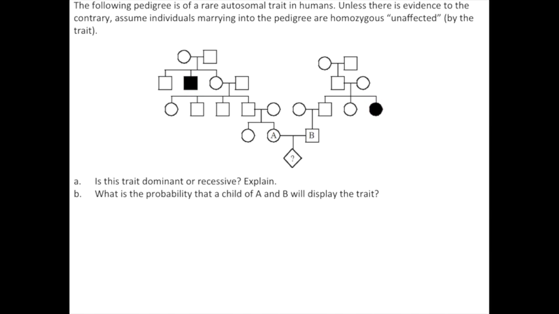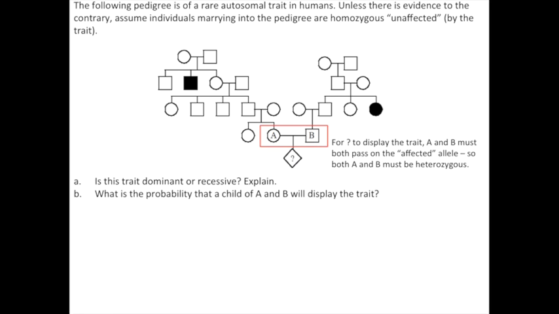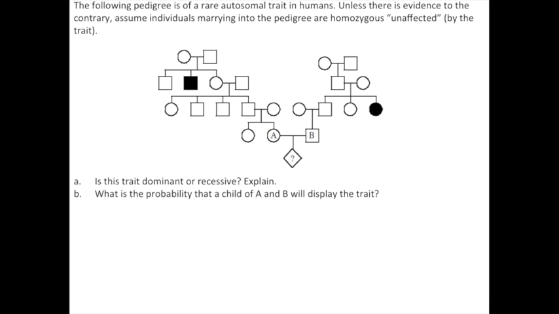Next, we want to know the probability that a child of A and B will display the trait. Since the trait is recessive, question mark must be homozygous for the allele that is associated with the trait. In order for this to happen, A and B must both possess the affected allele, so both A and B must be heterozygous. So now, let's see what the chances of this are. I find this easiest to calculate by labeling the pedigree with genotype information for people as I work it out, so let's start there. Let big A be unaffected and little a be affected.